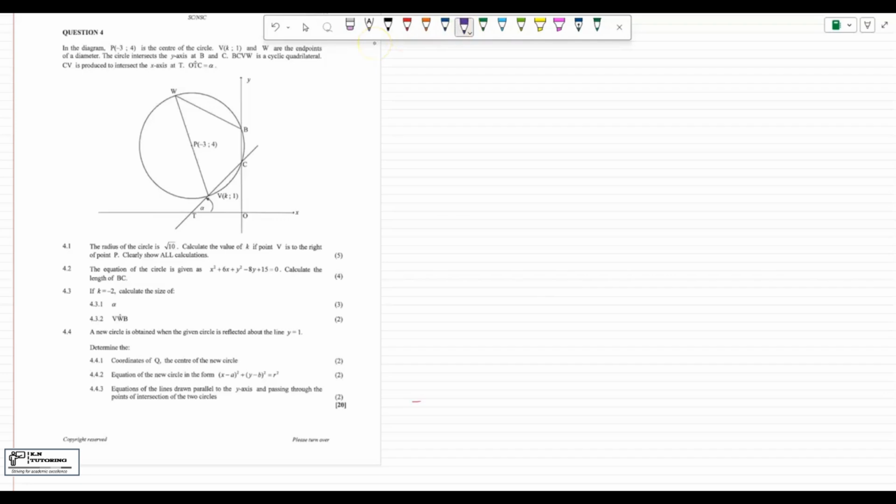In the diagram, P(-3; 4) is the center of the circle. V(k; 1) and W are endpoints of a diameter. The circle intersects the y-axis at B and C. BCVW is a cyclic quadrilateral. CV is produced to intersect the x-axis at T.